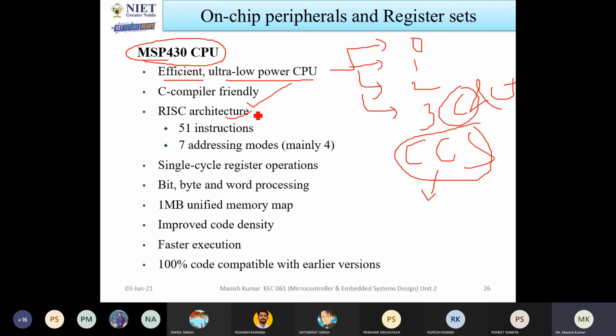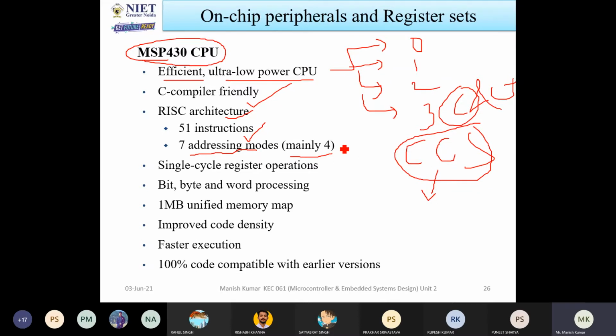When we are talking about the architecture, I already discussed it. It is based upon the RISC architecture, reduced instruction set computing. So it has a small number of instructions. You can see that only 51 instructions are available. So I think you can remember 51 instructions very easily. I'm not telling you to remember, but it can be possible. Now 7 addressing modes are there, mainly 4. I will discuss addressing modes in detail, which types of addressing modes are there and what is the use of these addressing modes, in a separate topic.